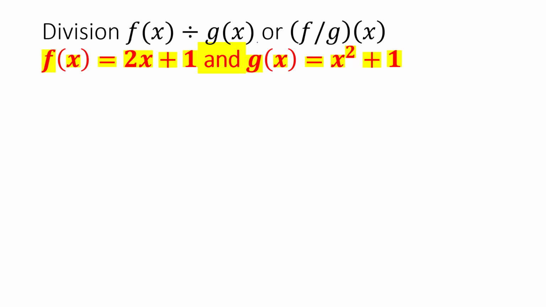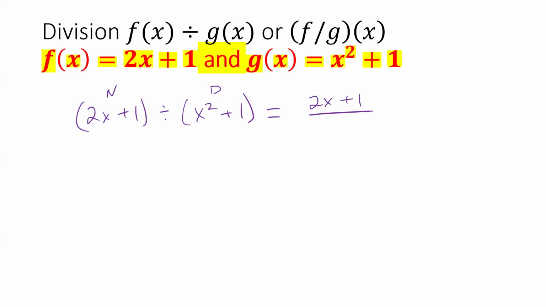So it says f of x divided by g of x, which turns out to be 2x plus 1 divided by x squared plus 1. When you are dividing expressions, you actually do not want to write them in a division sentence. You want to write it as a fraction. So the first expression is your numerator. The second expression is your denominator. So it becomes 2x plus 1 over x squared plus 1.